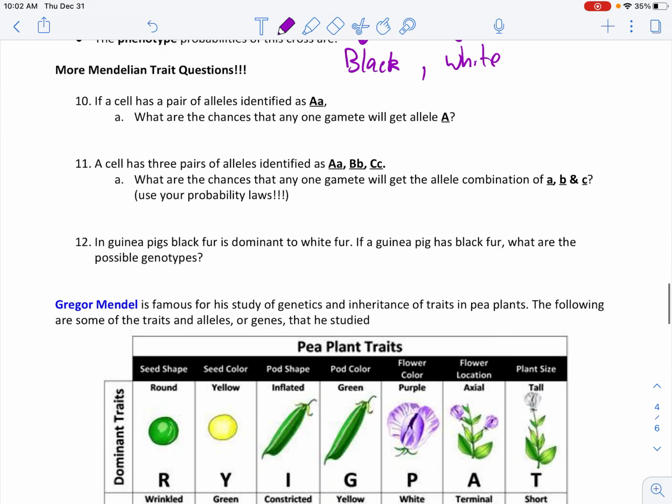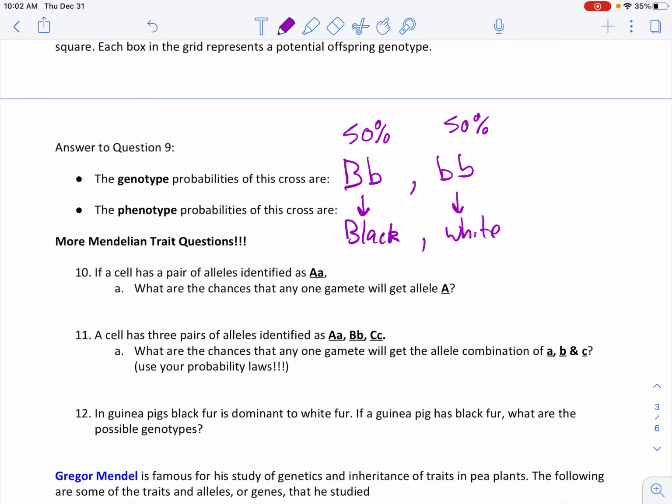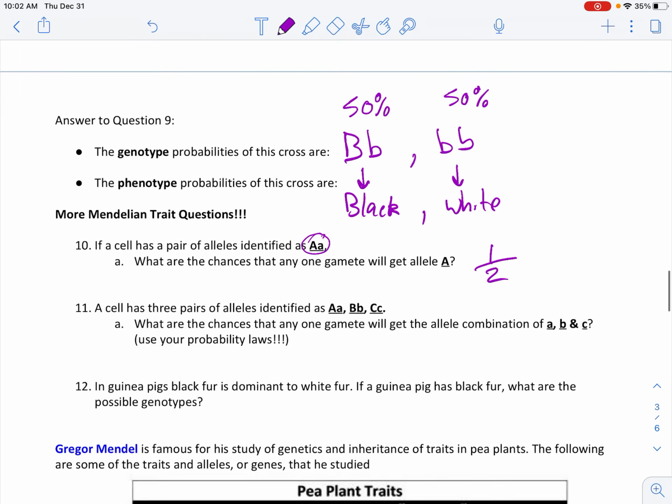Okay, and then I've just got more questions here based on Mendelian trait genetics. So let's look at question 10. If a cell has a pair of alleles, so this would be like a normal cell, not a reproductive cell, has a pair of alleles, identify as big A, little a, what are the chances that a gamete will get big A? I guess this cell is going to go through meiosis. If this undergoes meiosis, what is the chance that a gamete will get big A? Well, this is our probability. There's one of those, and there's two total chances, so half.